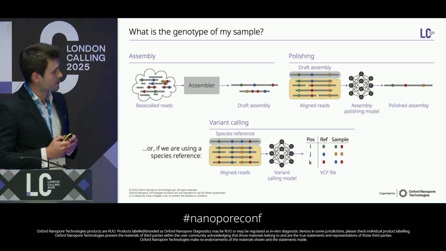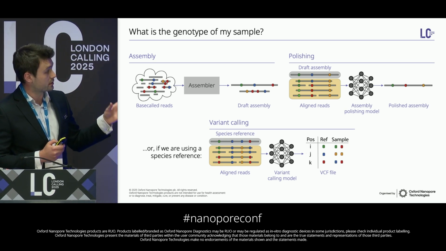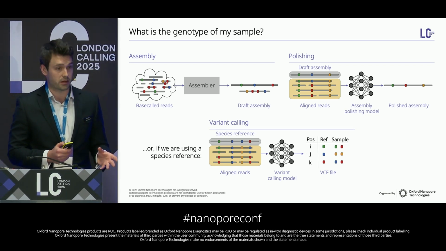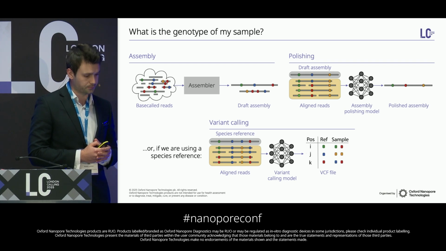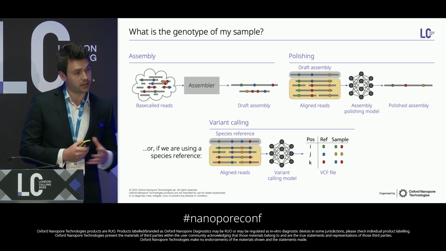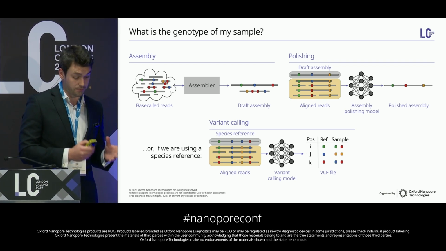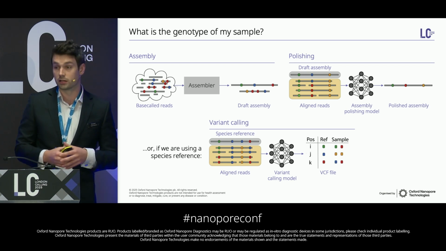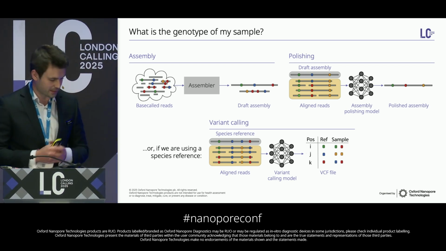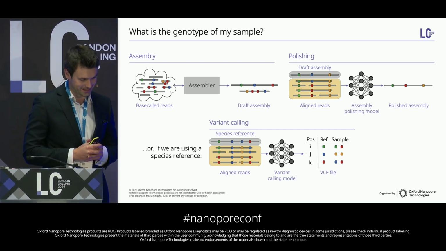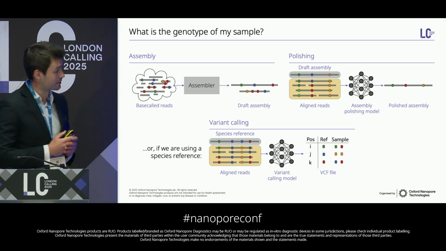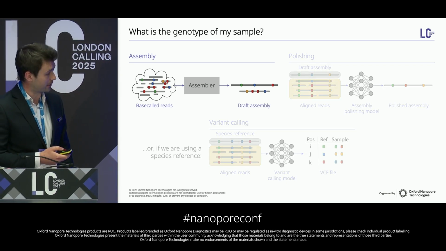Hopefully you can see from this slide that the input data to both the assembly polishing model and the variant calling model are very similar. And we believe it goes actually a lot deeper than this, and that fundamentally these two models are trying to solve the same problem. So that's a little spoiler for what I'm going to talk about later. But for now, let's focus on this first box, which is assembly.